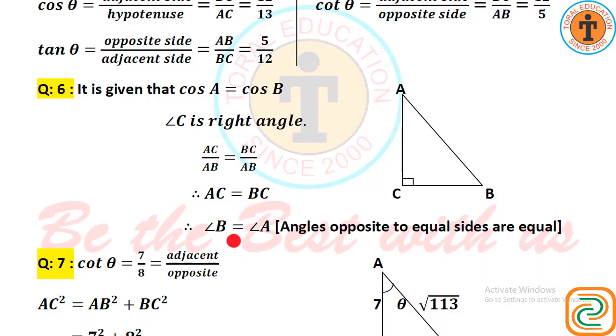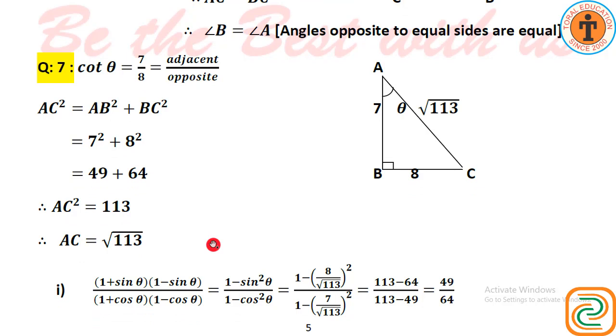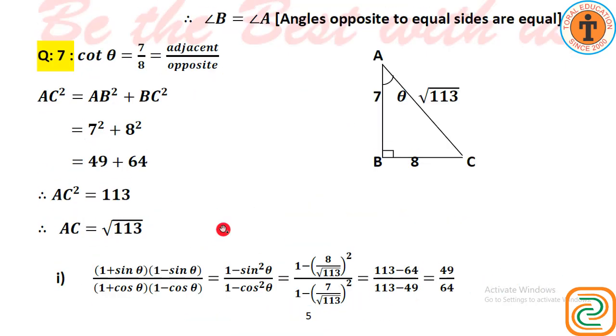Number 7. If cot theta equals 7 by 8, then evaluate, that means find the values. Cot theta means adjacent upon opposite. Adjacent is AB and opposite is BC. So 7 upon 8, this is 7, this is 8. We have to find AC first.